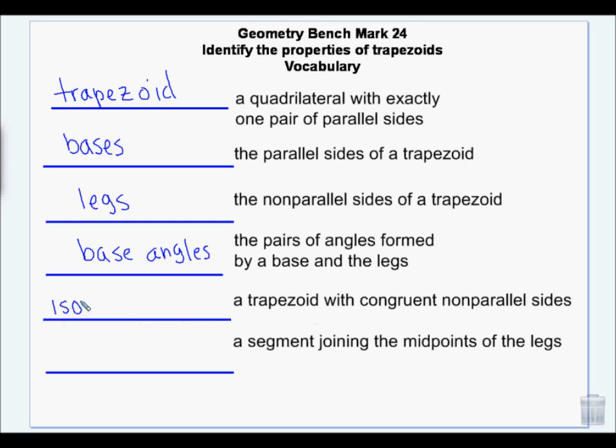An isosceles trapezoid has congruent legs. And if you take a segment and join the midpoints of the legs, that's a median. Everybody have this?